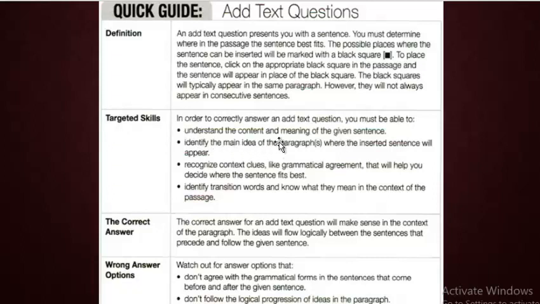2. Identify the main idea of the paragraphs where the inserted sentence will appear. Scan each paragraph, read the first sentence or the second sentence of the paragraph.